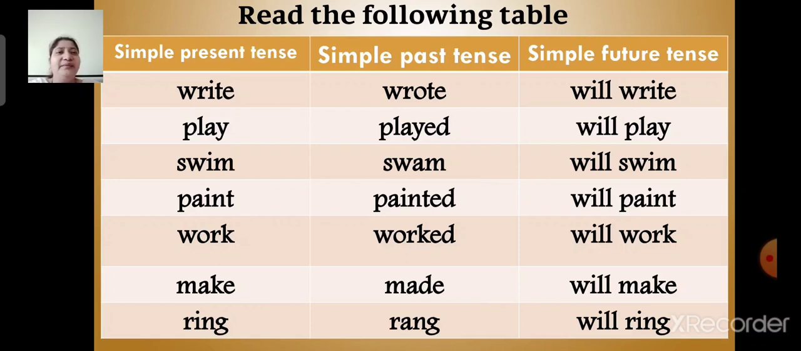Let me repeat again. Simple present tense, simple past tense and simple future tense. The words in this column are in simple present tense. Here the words are in simple past tense and in this column the words are in simple future tense. Okay.